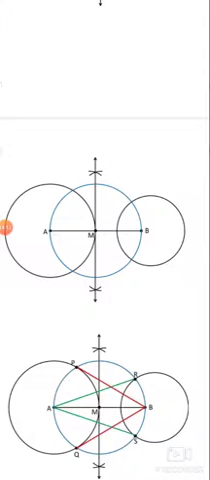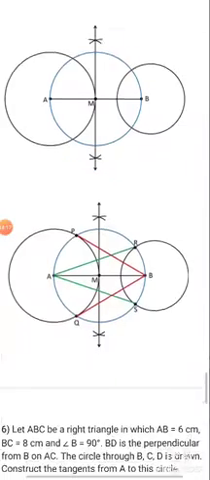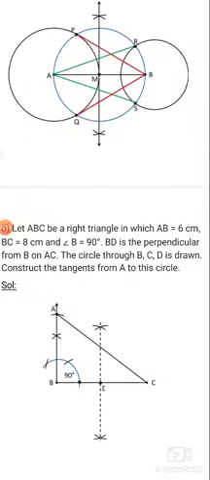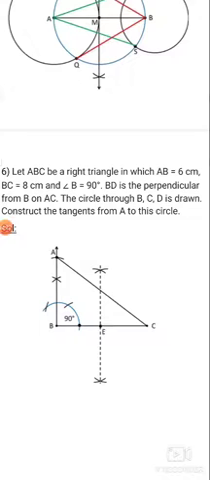One pair is which one? Red color tangents, and the other one is what? Green color tangents. Now the next, last question of this lesson. One more question is there, but that is a simple one.